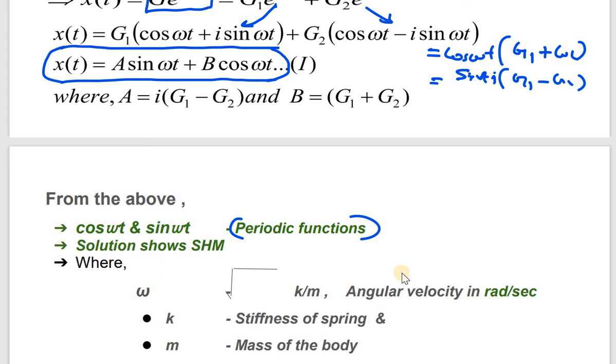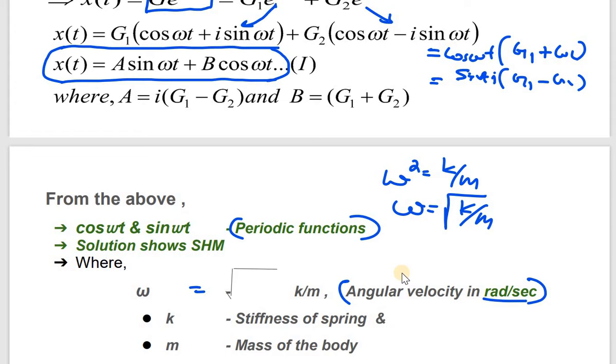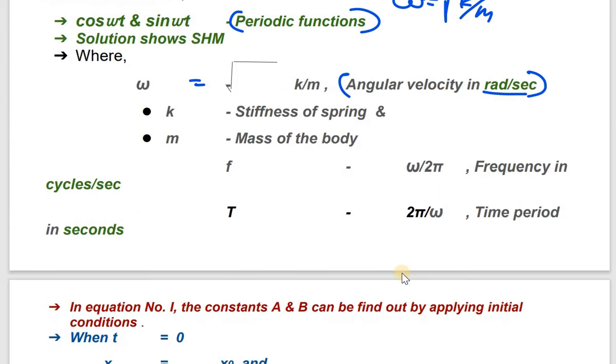They will be repeating. That is the reason why, here, the term omega, we have assumed later, omega square is equal to k by m. So omega is equal to root of k by m. That is known as angular velocity. It is in radians per second. Where, what is k? K is the stiffness, m is the mass. You will be given some simple problems. Some days you need to find omega, some days we will be finding m, or k, etc.